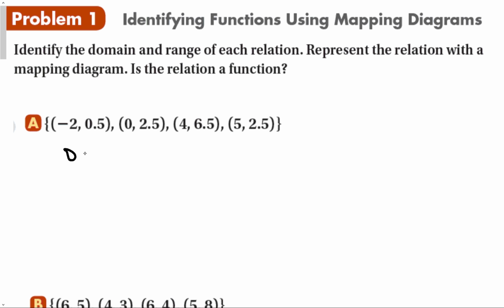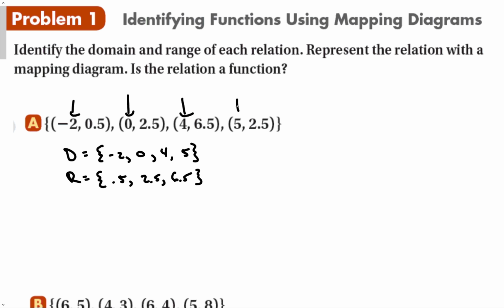So my domain for this particular set is going to be -2, 0, 4, and 5. My range for this set is going to be 0.5, 2.5, 6.5, and I don't need to write 2.5 again. Okay, domain is my x values and range is all my y values. So now to make a mapping diagram, this is just listing my domain and range.